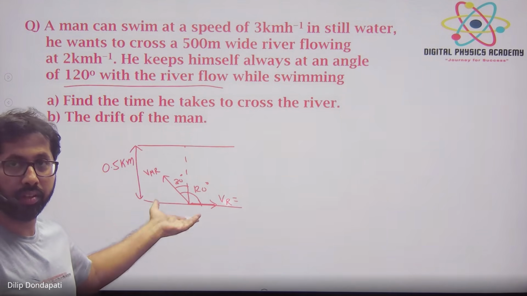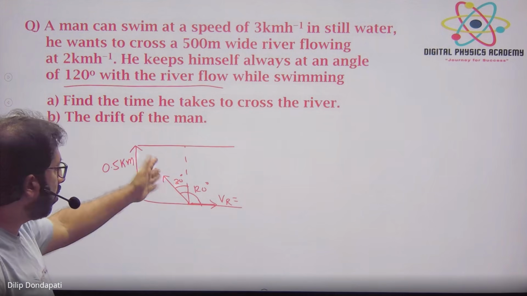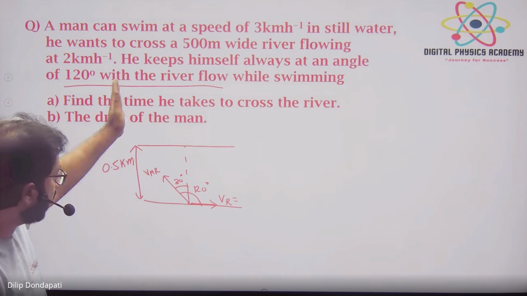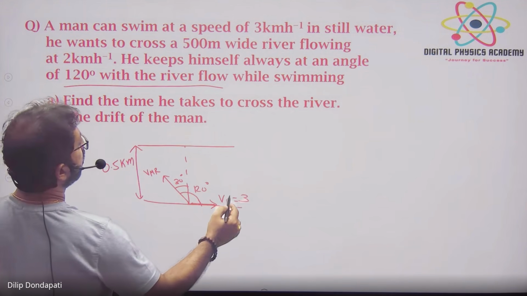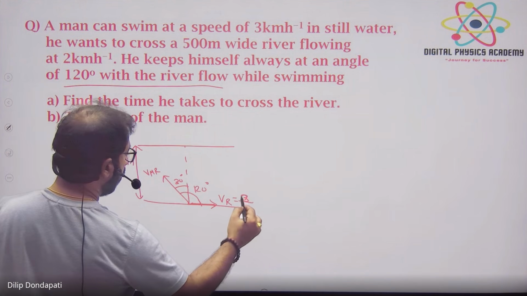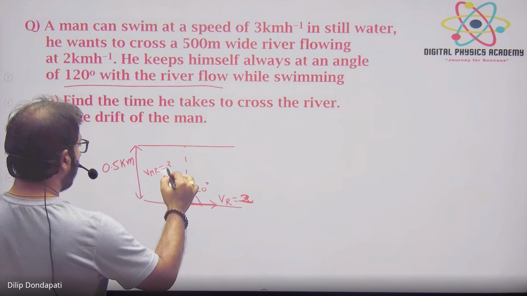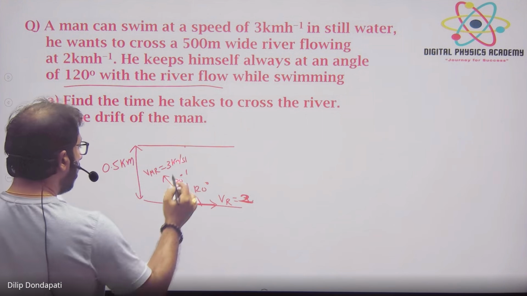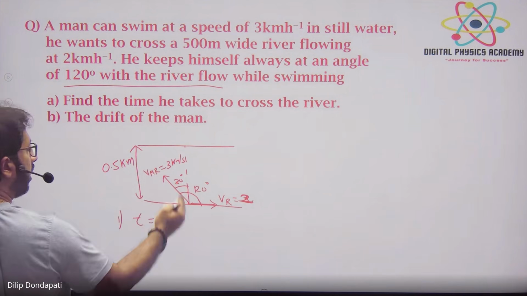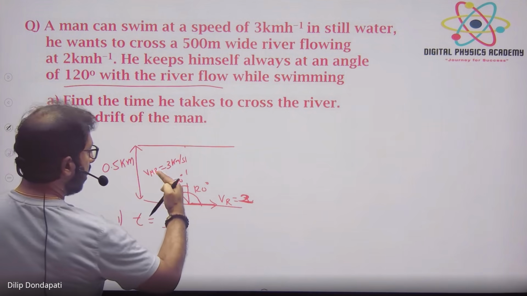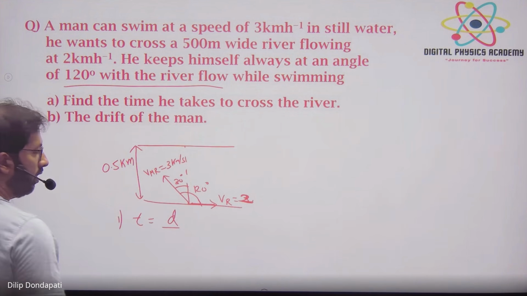कुछ स्पेशल केसेस मत करो, नॉर्मल मेथड से करो. टाइम इज इक्वल टू डिस्टेंस बाय वर्टिकल स्पीड ओनली शुड टेक, राइट? See, VR is 2 and this is 3, right? Okay, tell me what is the time formula क्या है? डिस्टेंस बाय वर्टिकल स्पीड है ना. वर्टिकल स्पीड कैसा आएगा? 3 cos 30, right?